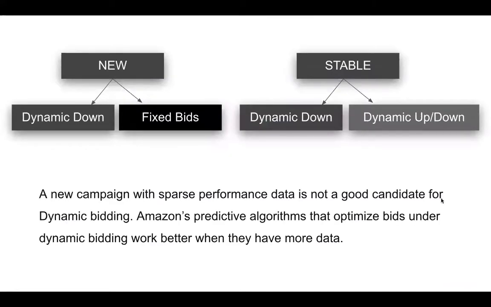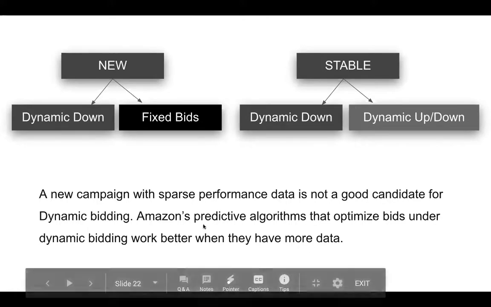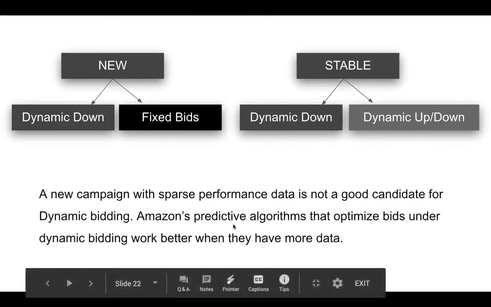We have noticed that when you launch a campaign, when something is absolutely new, Amazon doesn't have enough data. So when there's sparse data, it's not a good idea to allow any kind of dynamic up and down strategy. Reason is that, in Amazon's own words, a new campaign with sparse performance data is not a good candidate for dynamic bidding. Amazon's predictive algorithms that optimize bids under dynamic bidding work better when they have more data.